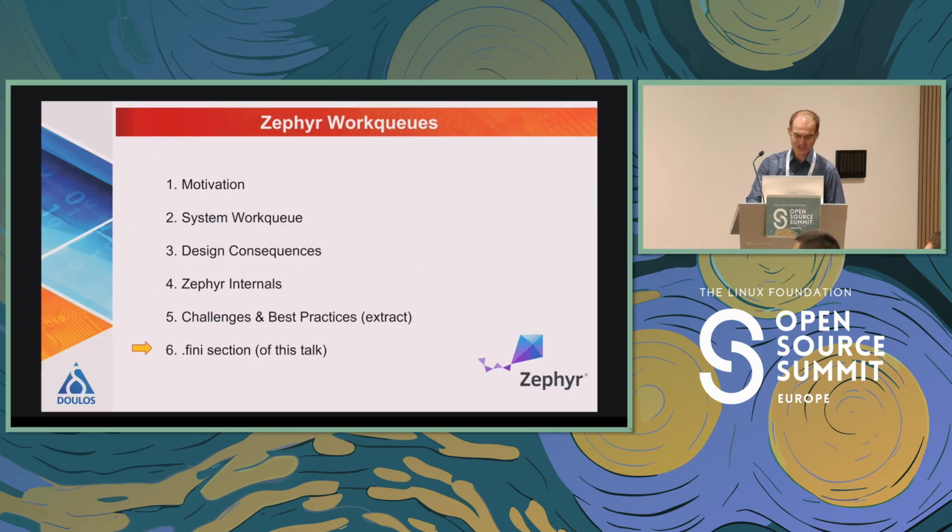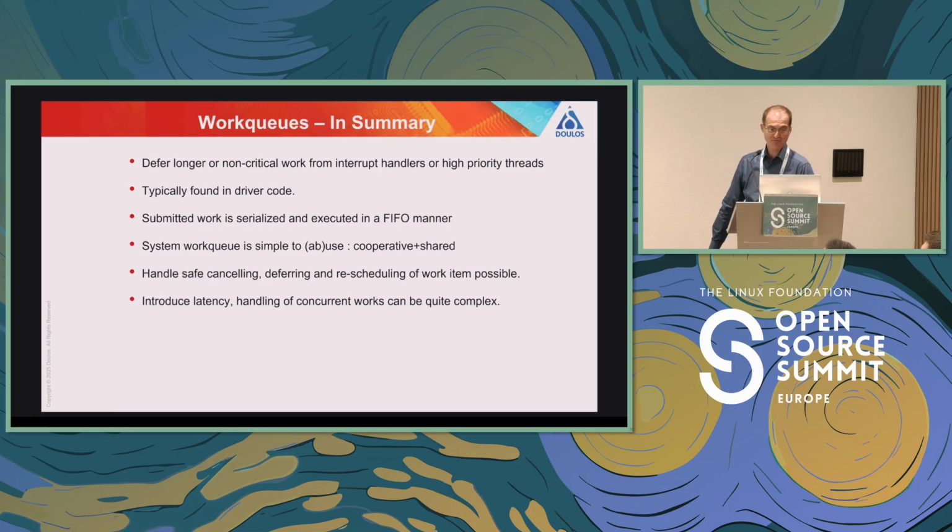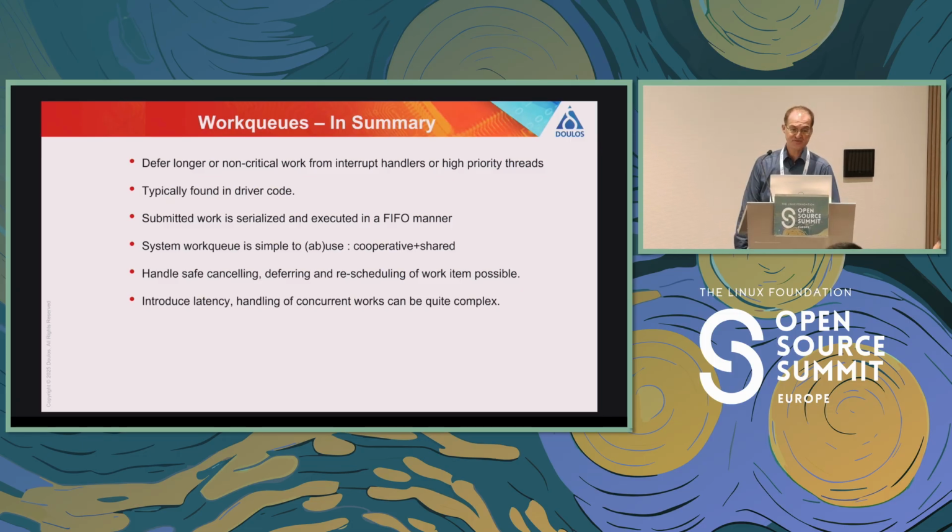All right, to finish this talk, we have seen workqueue. We can defer long non-critical work from an interrupt handler. Typically, it's found in driver code. The submitted work is serialized and executed in a FIFO manner. We have seen the system workqueue is simple to abuse. It's a cooperative thread plus shared, so be careful. We can handle safe cancelling, deferring and rescheduling, but we introduce latency, and handling of concurrent work is quite complex.